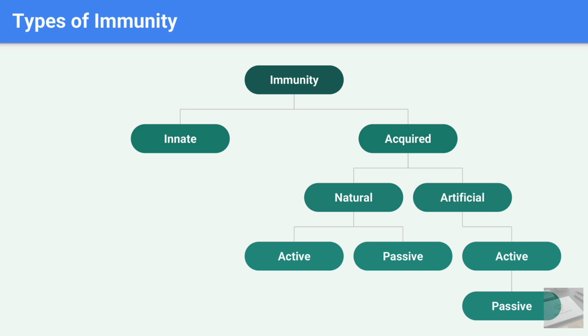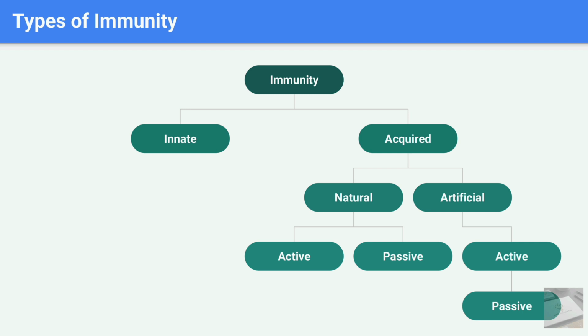An example of natural active immunity would be a person developing antibodies against chickenpox after being infected by the virus varicella zoster. An example of natural passive immunity would be a baby receiving preformed antibodies from the mother through breast milk. An example of artificial active immunity would be a person developing immunity against measles and rubella after being vaccinated with MR vaccine.